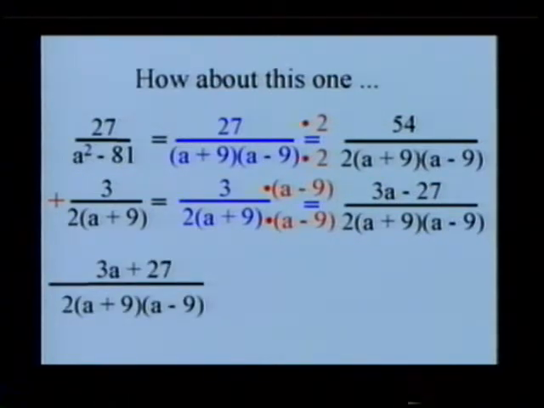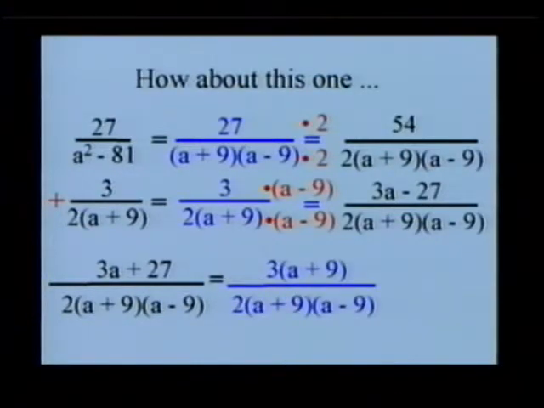Is there any more that I could possibly do? Remember I warned you, you always got to be looking for canceling. Well, the bottom's factored. Let's factor the top. Good thing I did, because now I can cancel. And I'm thinking that's the answer, 3 over 2 quantity a minus 9. That's a tough one.